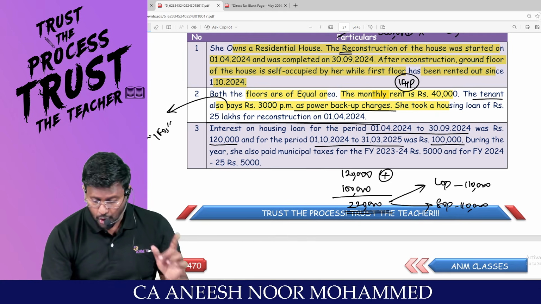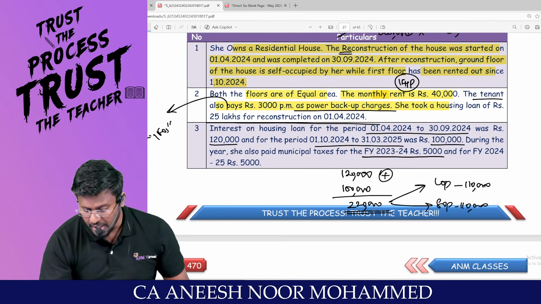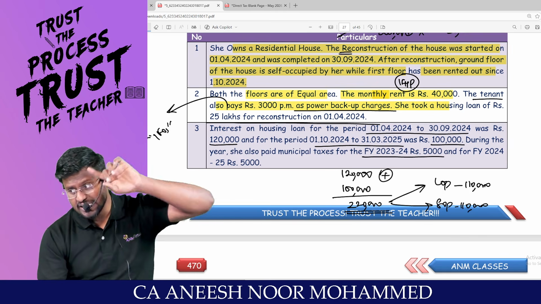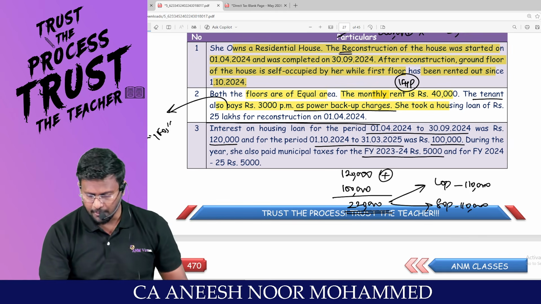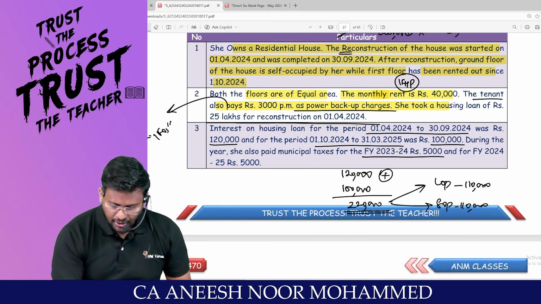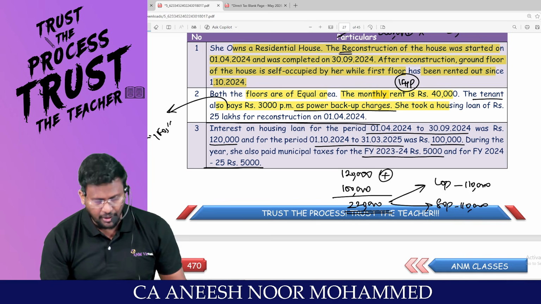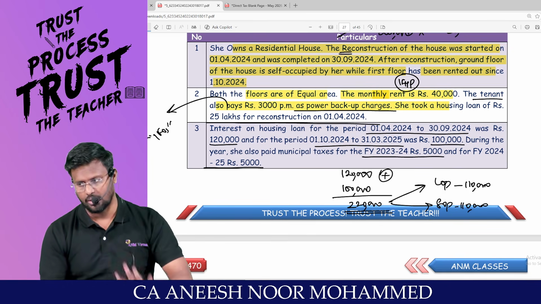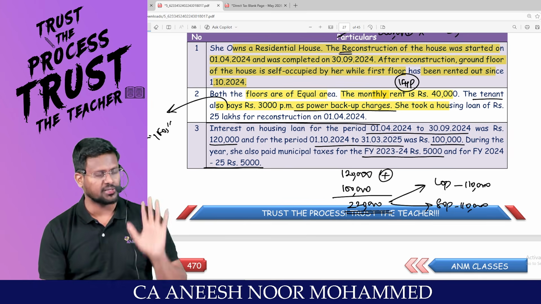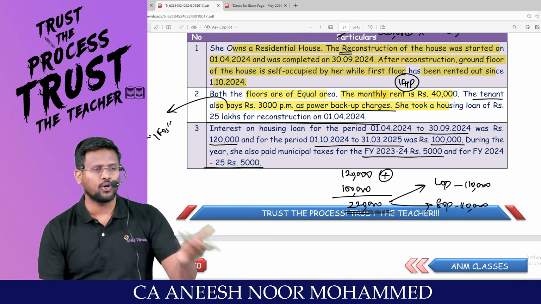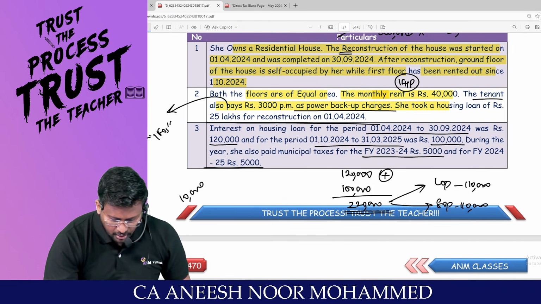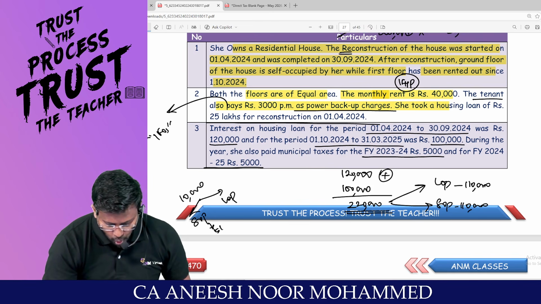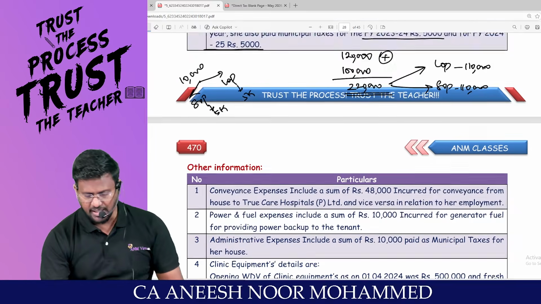During the year, she also paid municipal tax of financial year 23-24. Last year municipal tax has been paid in the current year, rupees 5,000, and financial year 24-25 current year is 5,000. Sorry, municipal tax paid by the owner. Last year paid, current year can be claimed as deduction. Current year paid, current year can also be claimed as deduction. Total 10,000 is there. Should be bifurcated between SOP and LOP. For SOP 5K and for LOP 5K. SOP 5K cannot be claimed as a deduction.